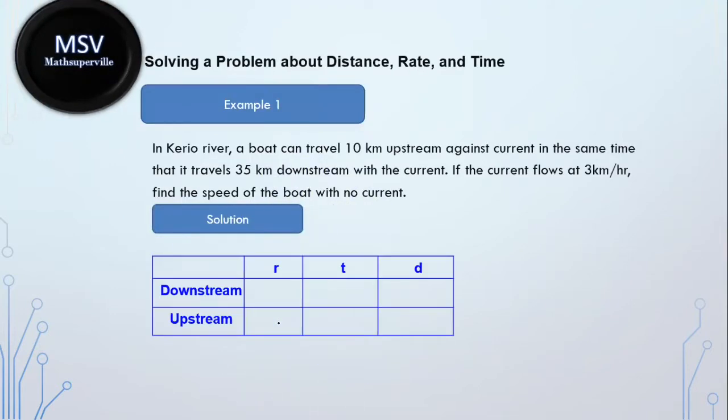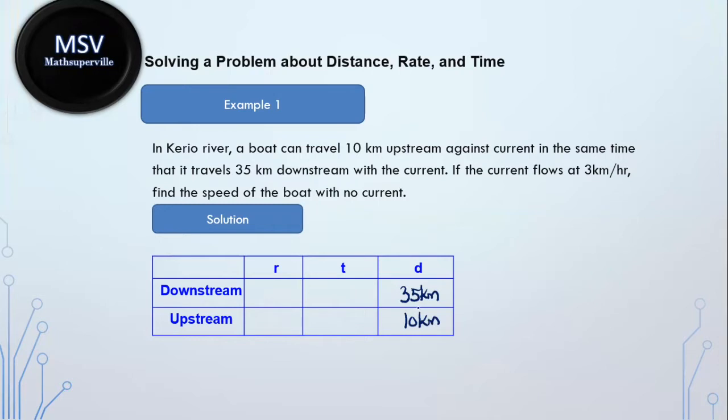The next one says, in Kerio River, a boat can travel 10 kilometers upstream against current in the same time that it travels 35 kilometers downstream with the current. If the current flows at a rate of 3 kilometers per hour, find the speed of the boat with no current. So remember, the distance to travel downstream is 35 kilometers. And the distance to travel upstream is 10 kilometers.